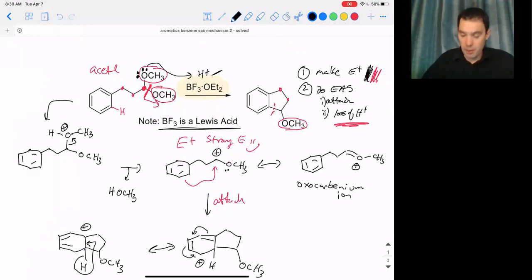All right, what I'll do now is I'll transition and we'll actually draw out the full mechanism with the BF3 etherate.